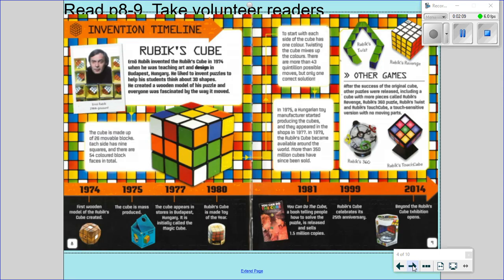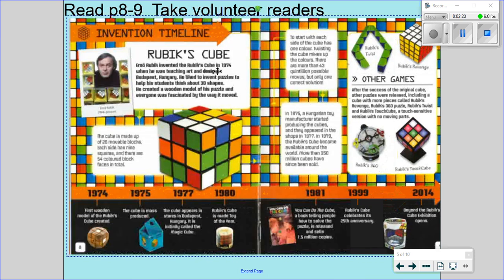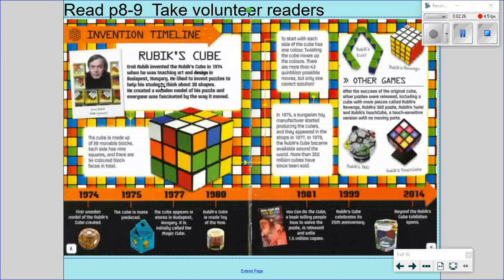So let's get started. First of all, on pages 8 to 9, we have the Rubik's Cube. Erno Rubik invented the Rubik's Cube in 1974 when he was teaching art and design in Budapest, Hungary. He liked to invent puzzles to help his students think about 3D shapes. He created a wooden model of his puzzle and everyone was fascinated by the way it moved. The cube is made up of 26 movable blocks. Each side has 9 squares and there are 54 coloured block faces in total.